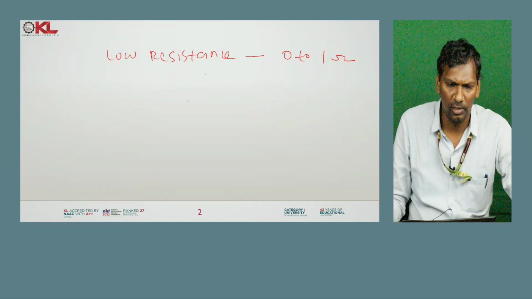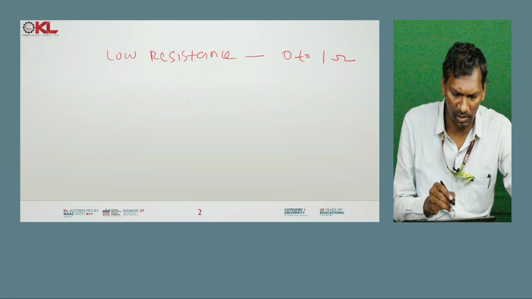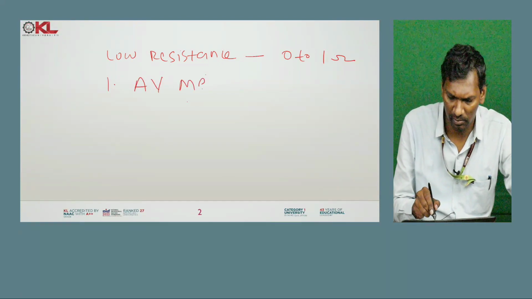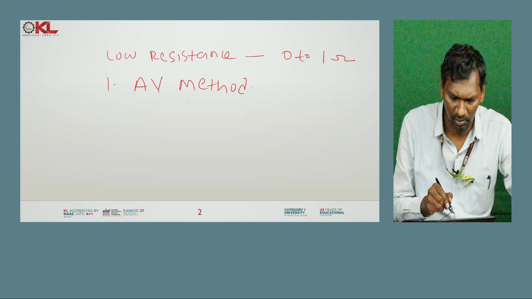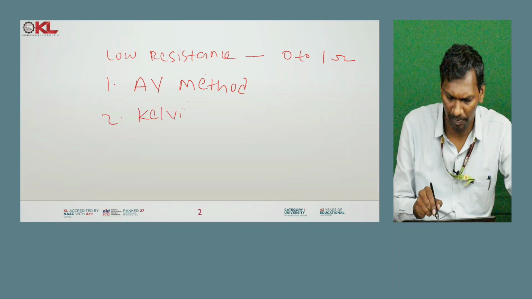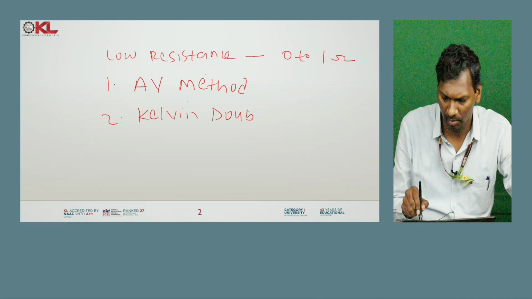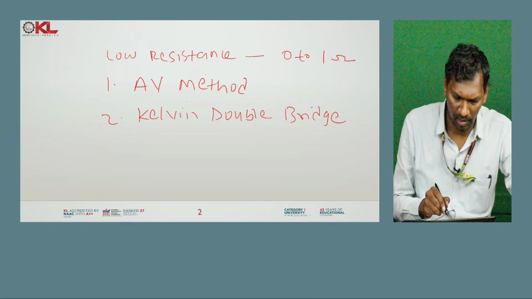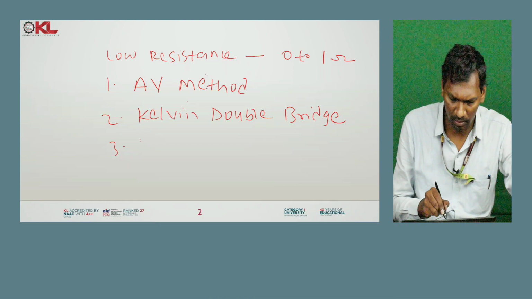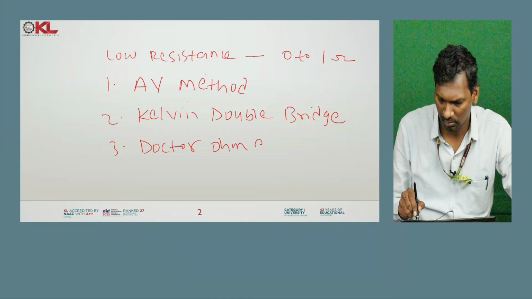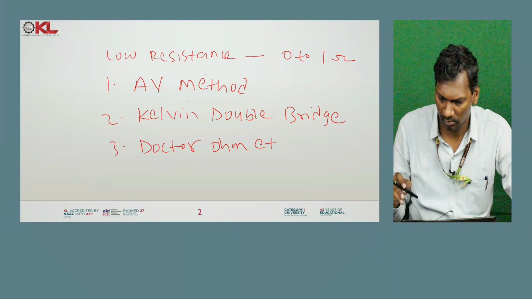there are different methods for the measurement of this resistance. The first method is the AV method. The second one is the Kelvin double bridge method. And the third one is the Dr. Ohm method.